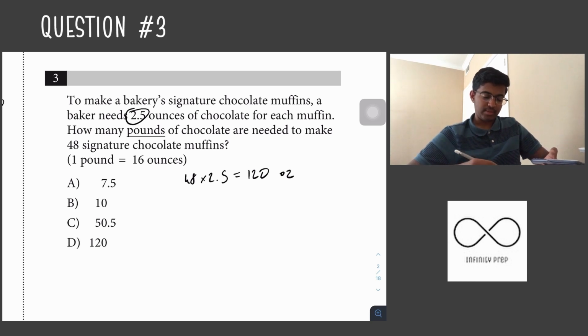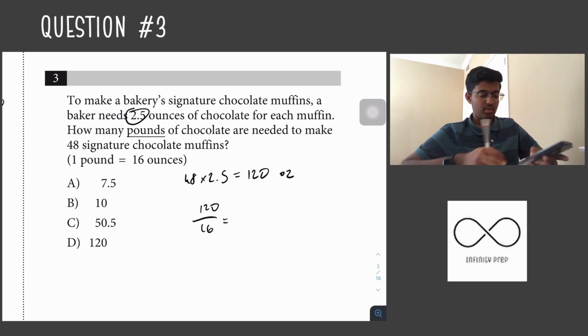And it says how many pounds of chocolate, but the value is currently in ounces. It also says that 1 pound equals 16 ounces. So to convert 120 ounces to pounds, we would need to divide 120 by 16, which would give us 7.5, which is answer choice A.